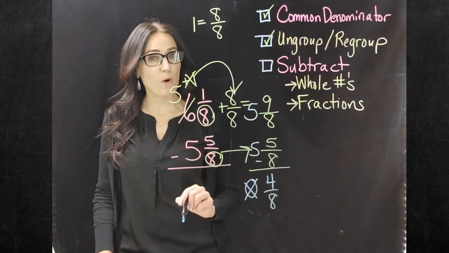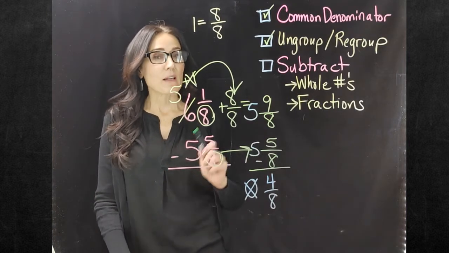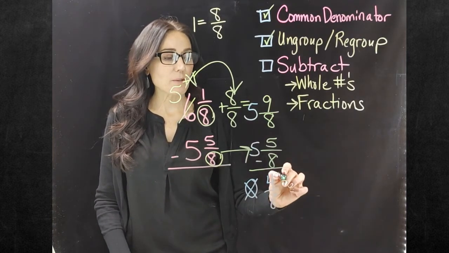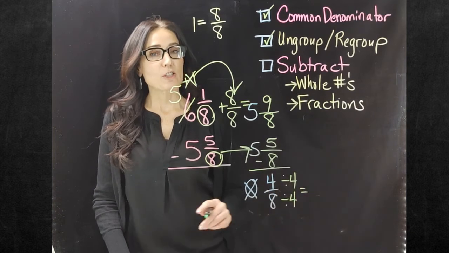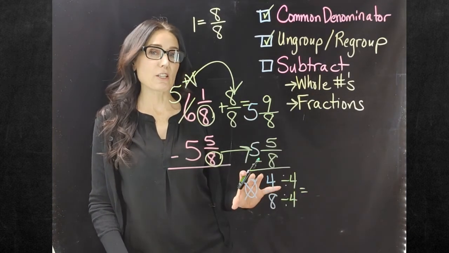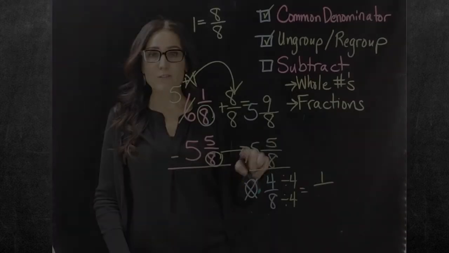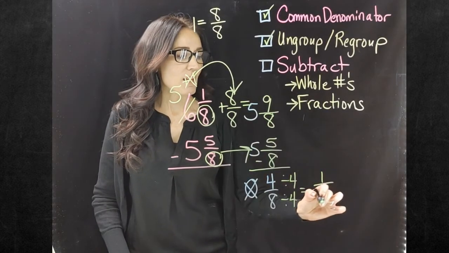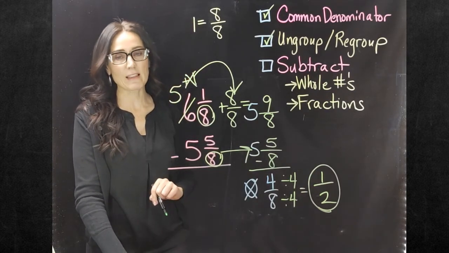But I do notice one more thing we can do on this fraction, and that is simplify it to the lowest term. I notice that both 8 and 4 are divisible by 4, so we want to simplify this all the way to the lowest term. So we would say 4 divided by 4 is 1, 8 divided by 4 is 2. So our final answer for 6 1/8 minus 5 1/8 is 1/2.